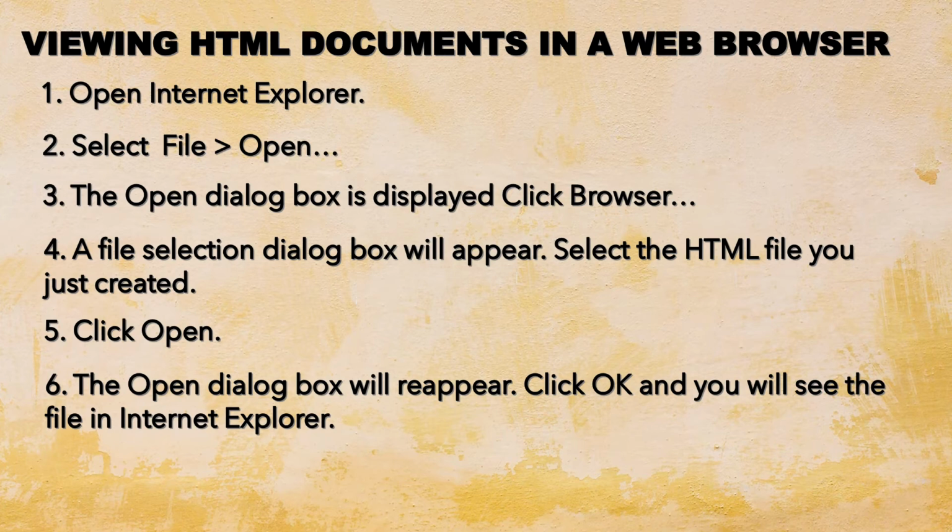The steps are: first of all, open Internet Explorer, select File, Open. The Open dialog box is displayed. Click on Browse. A file selection dialog box will appear. Select the HTML file you just created. Click on Open. The Open dialog box will reappear. Click on OK and you will see the file in Internet Explorer.